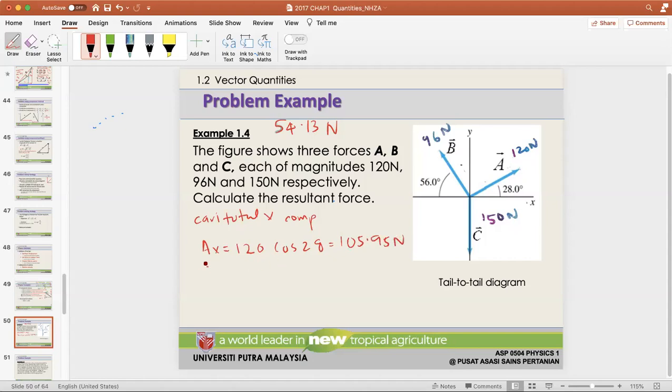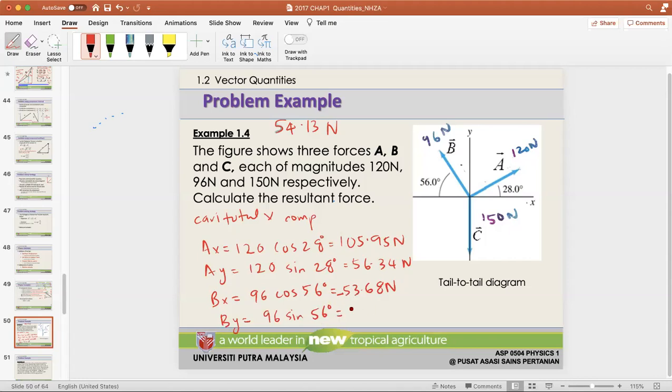Okay, so untuk y axis dia 120 sin 28 equal to 56.34 Newton. So cari untuk B pula. So kalau untuk B 96 cos 56 equal to 53.68. Tapi since dia ke belah kiri, so dia jadi negatif. Yes, good. Okay. So untuk B, untuk Y, 96 sin 56, 79.59. Okay, C. Untuk C punya x-axis equal to 0. Untuk CY, negatif 150 sebab dia ke bawah.